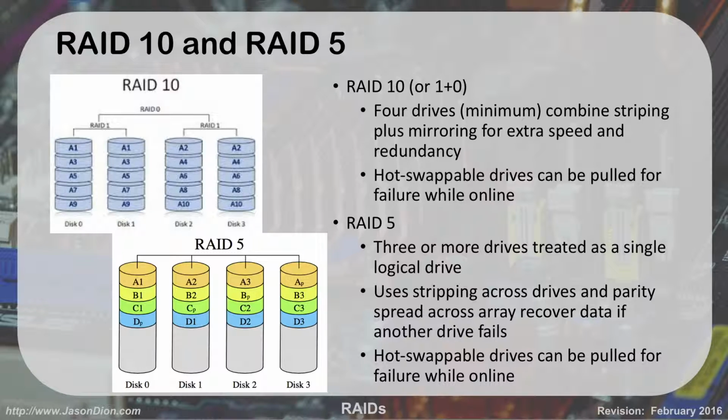So as you can see here, we have part A1, A2, A3, and then AP is the parity. On the next one, you can see that parity moves to the left one drive, and so it stripes across the array. If we lost, for instance, drive 0, we could recalculate part A1, B1, C1, and D parity by using disks 1, 2, and 3. And so in a hot swappable environment, I could yank out disk 0, put in a blank disk 0, and it will rebuild the array back across the stripe.